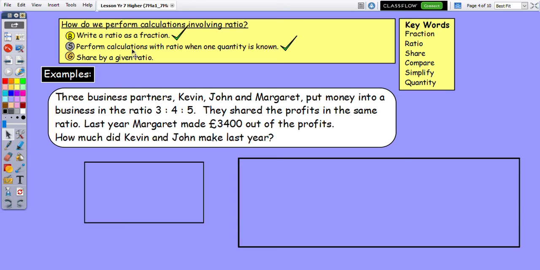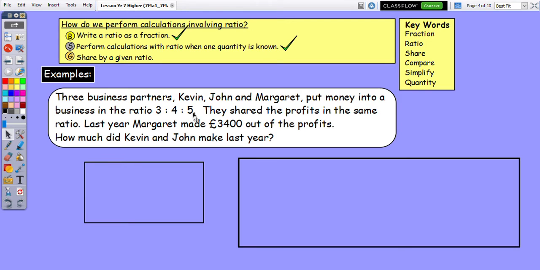Okay, and a typical question looks like this. You'll notice that in ratio questions there are always a lot of words. They do tend to write a lot for ratio questions. However, all we have to do is read the question carefully, have a think about what the question's saying, and then have a think about what it's actually asking us. Three business partners, Kevin, John and Margaret, put money into a business in the ratio 3, 4, 5. Just looking at the ratio, we can clearly see that Margaret invests more money than Kevin and John.